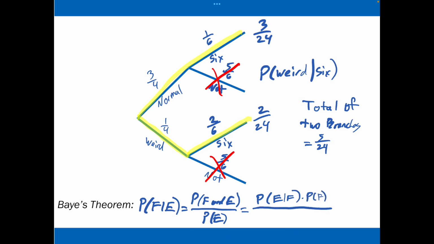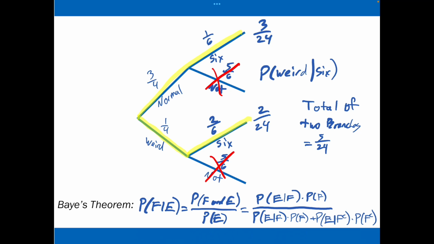And then we think about the probability of E using the total probability rule from earlier, that we add up every branch that ends in E. So it's the probability of E given F times the probability of F plus the probability of E given F complement times the probability of F complement. And what you'll notice is that this formula describes exactly what we did before. On top we have the probability of the branch that ended in the result we are interested in, getting a 6, given that it was the weird dice. And on the bottom, we have all the branches that end in a 6, no matter whether they're the one we're looking for or not.